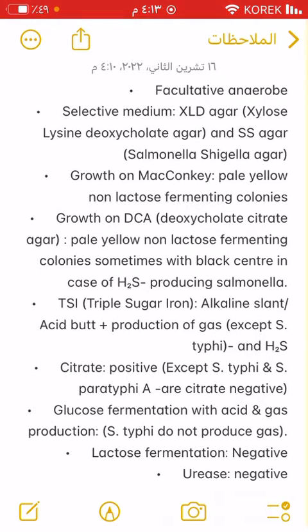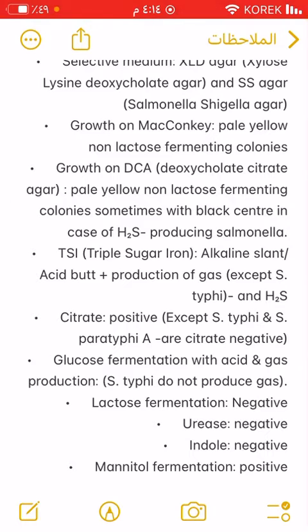First, the bacteria is a facultative anaerobe, and the selective media is XLD, xylose lysine deoxycholate agar, and SS agar or Salmonella Shigella, and it's very famous. There's growth on MacConkey, and it's a non-lactose fermenting colony, and growth on DCA agar is pale yellow and non-lactose fermenter. The colonies, there's an important point, are sometimes black centered.